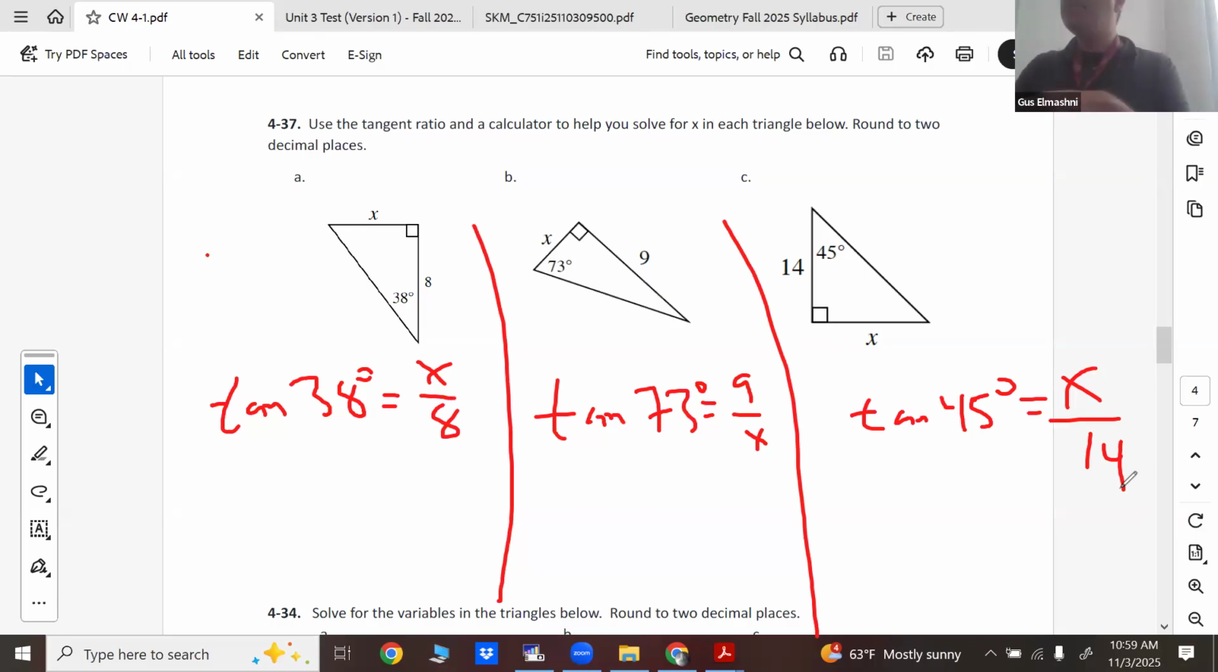I do know it's going to be something less than 8. It's going to be 6.25. And for B, I have to move things around.